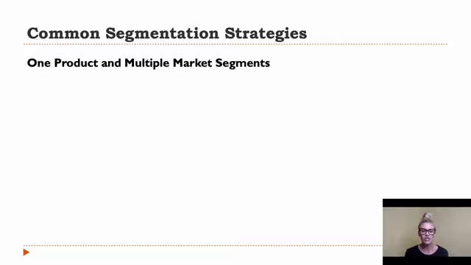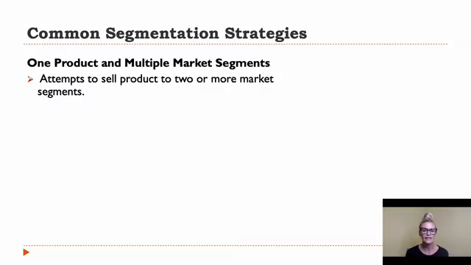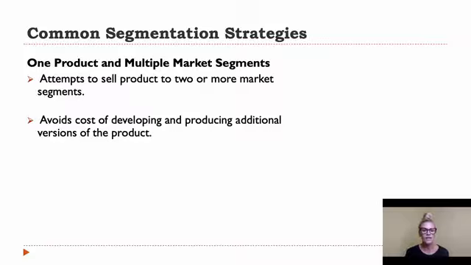Common segmentation strategy, well, if the firm produces only a single product or service that's targeted towards multiple segments of consumers, this is one segmentation strategy that they could use. This is what we call one product and multiple market segments. So in this case, we have a firm that attempts to sell a product to 2 or more market segments. So here we're not focusing so much on just grouping consumers together, but we're also looking at the products and how many segments are going to be focused towards. Here, it avoids the cost of developing and producing additional versions of the product.